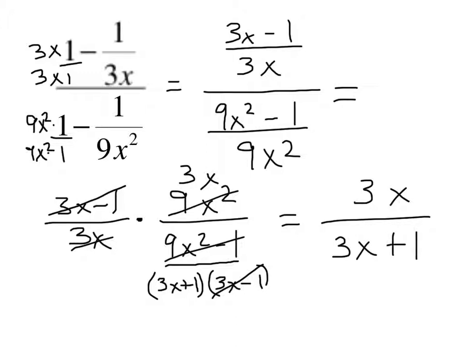Are we through? If anybody said to cancel those 3x's, no, no, no, no, you cannot do that. Those are terms. 3x is a term in the denominator. It's not a factor. You cannot cancel it. So that's all for these two sections.